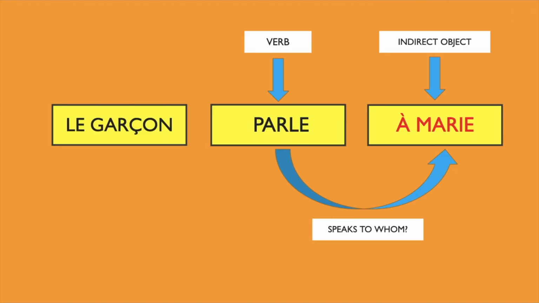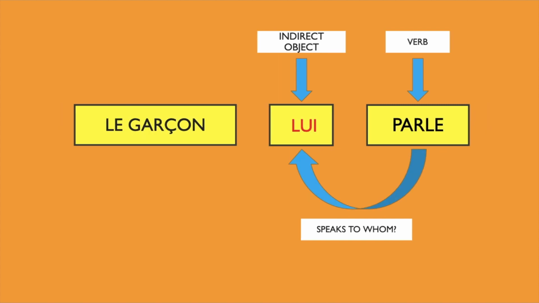Example number one: Le garçon parle à Marie. Parle is the verb and Marie is the person who benefits from the speaking. She is the indirect object. Okay, le garçon parle to whom? To Marie, à Marie. In the second example, we have a pronoun as an indirect object.